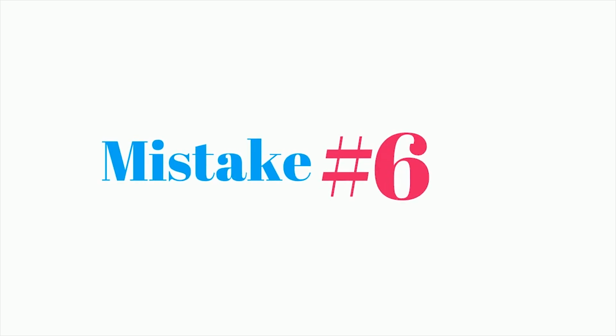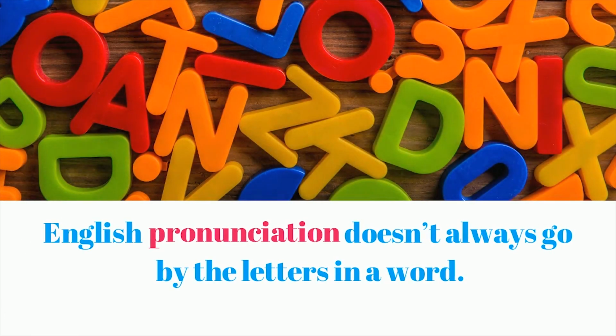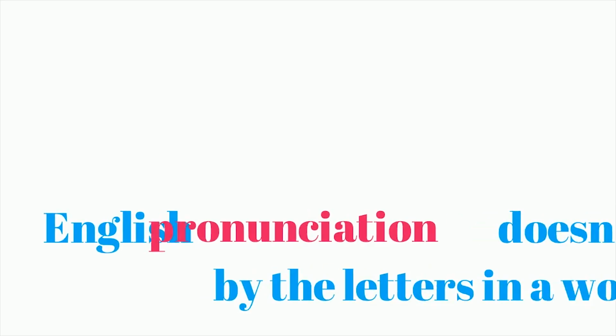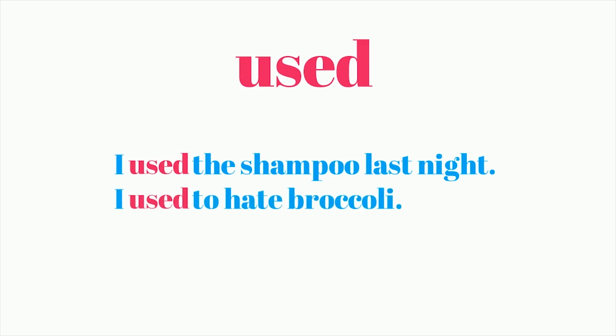Mistake number 6. The last pronunciation mistake that English learners often make is pronouncing silent letters. It's important to remember that English pronunciation doesn't always go by the letters in a word. Very often, certain letters aren't pronounced in English words. Consider the word used in the following 2 sentences. I used the shampoo last night. I used to hate broccoli.